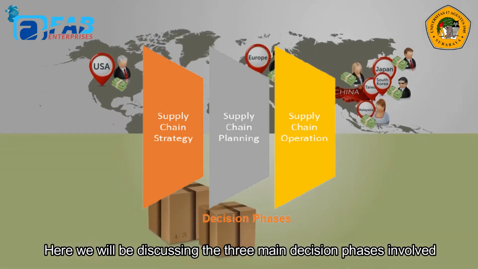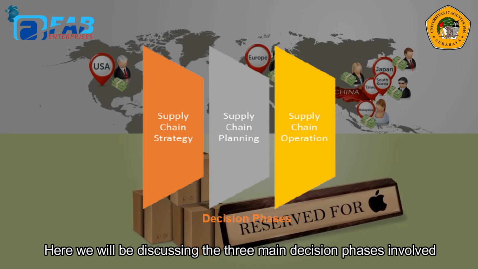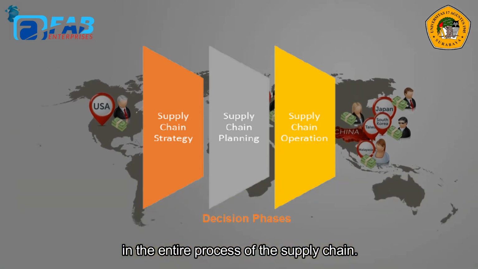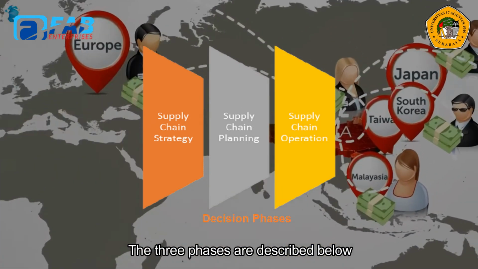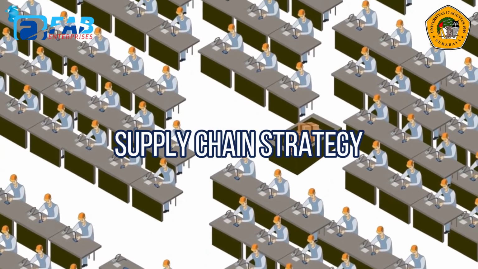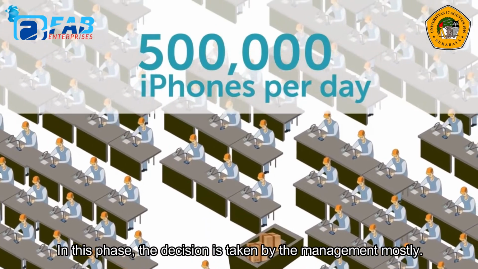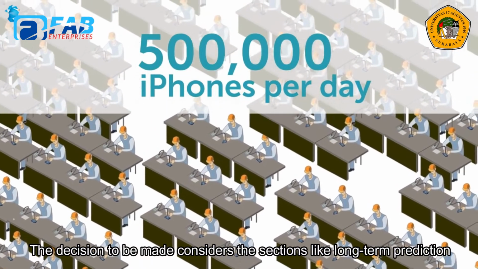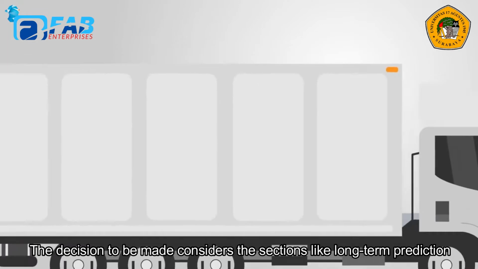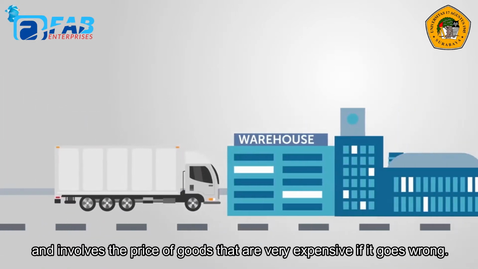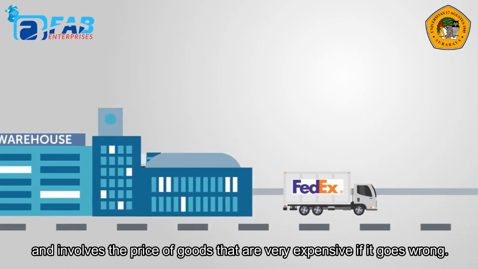Here we will be discussing the 3 main decision phases involved in the entire process of the supply chain. The 3 phases are described below. Supply chain strategy. In this phase, the decision is taken by the management mostly. The decision to be made considers sections like long-term prediction and involves the price of goods that are very expensive if it goes wrong.